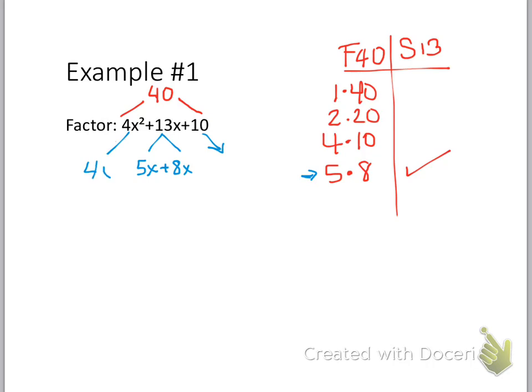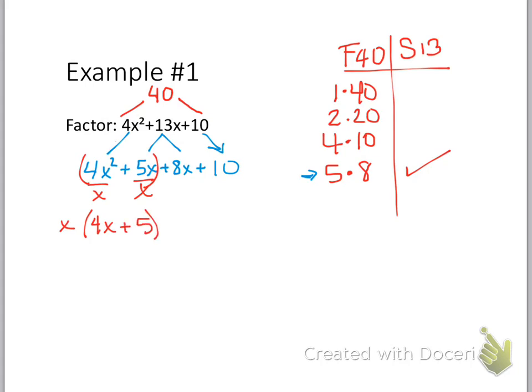So we've got 4x squared plus 5x plus 8x plus 10. So you notice what we just wrote is completely equivalent to the previous statement. So now the next thing we're going to do is we're going to factor by grouping. So in the first pair, I can divide out an x. So I'm going to put the x on the outside. That gives me 4x plus 5.